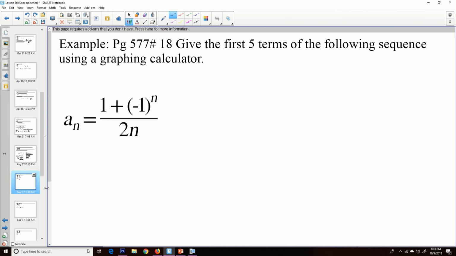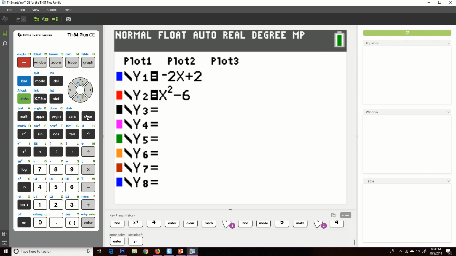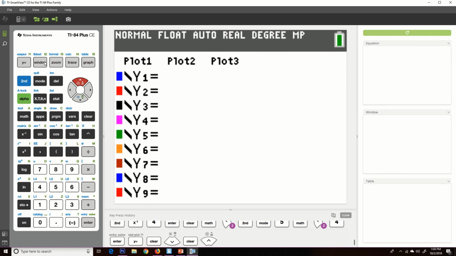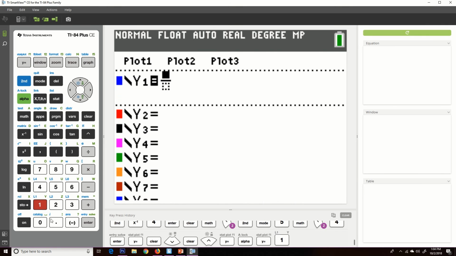All right, calculator example. Give the first 5 terms of the following sequence using a graphing calculator. So here we have some multiple n's in here. This is definitely not an arithmetic sequence, but it is a sequence that we can find using the graphing calculator. So I pull up my graphing calculator here, go to my y equals, we clear out the noise from previous lessons. Well, y equals, we want a fraction, so alpha y equals, hit 1 to bring up the fraction.